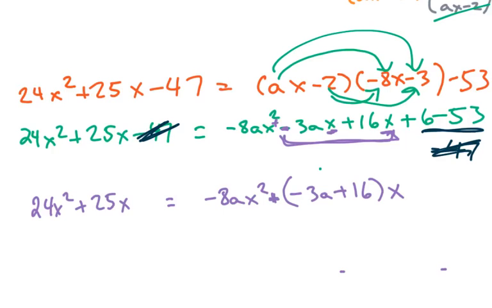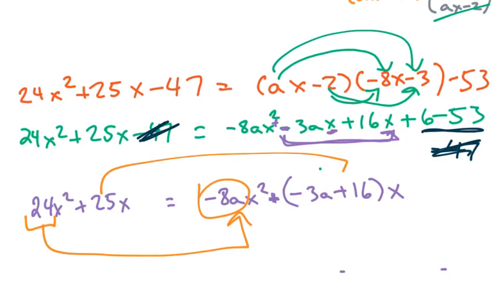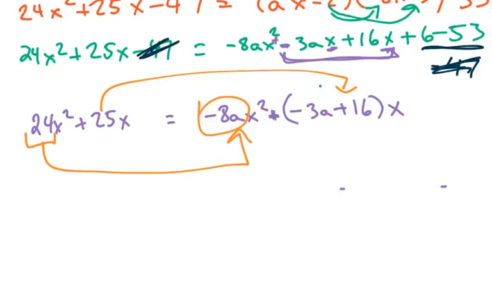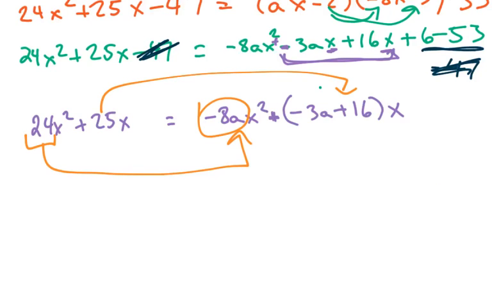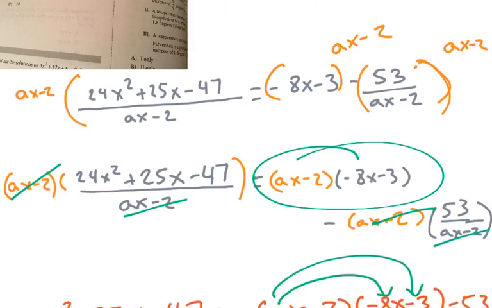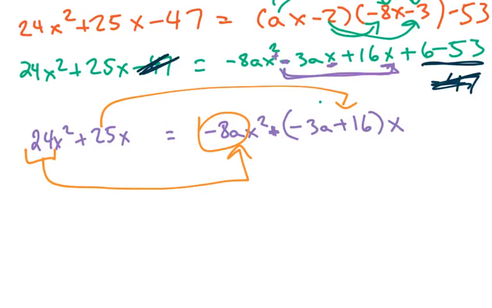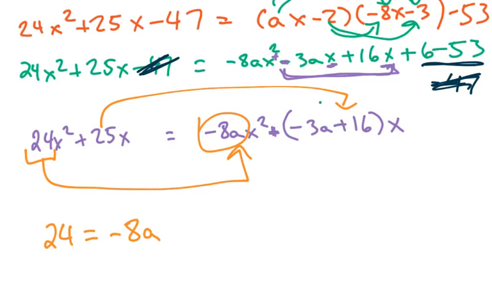And this is also one of the big SAT tricks, which is now I can say 24 maps to negative 8a, and 25 maps to here. And all I have to do now is solve. Now, is this multiple choice? Yeah. Okay. I thought I was getting a negative response. I was like, what? This is weird. So 24 has to equal negative 8a, and 25 equals negative 3a plus 16.